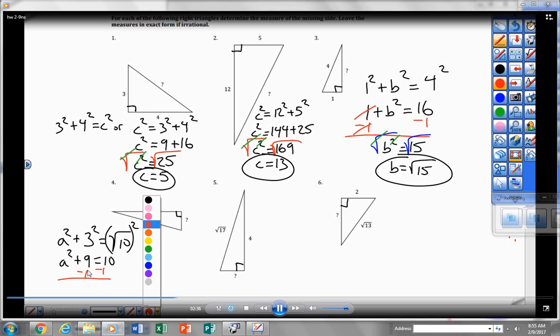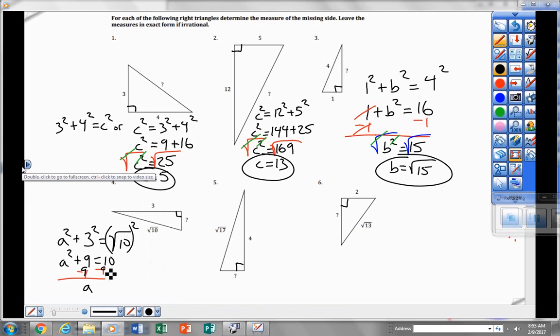So now on this one, I take away 9 on both sides. I will fix that, so that is a 9. And I get a squared equals 1. Know that the square root of 1 is 1. 1 times 1 is 1.